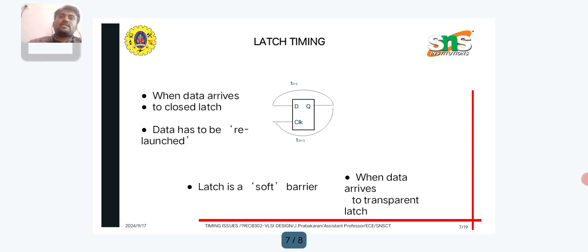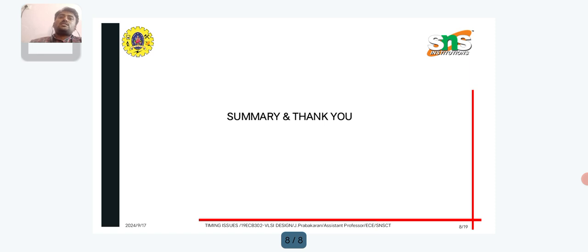Addressing these timing issues is crucial in modern VLSI design, especially as technology nodes shrink and clock frequencies increase.